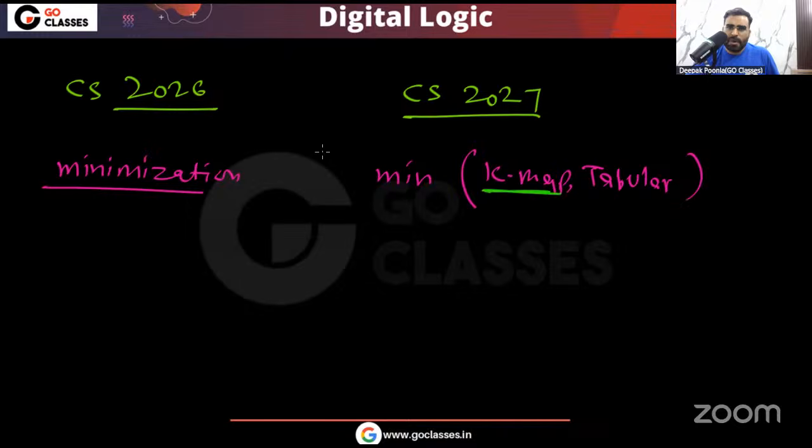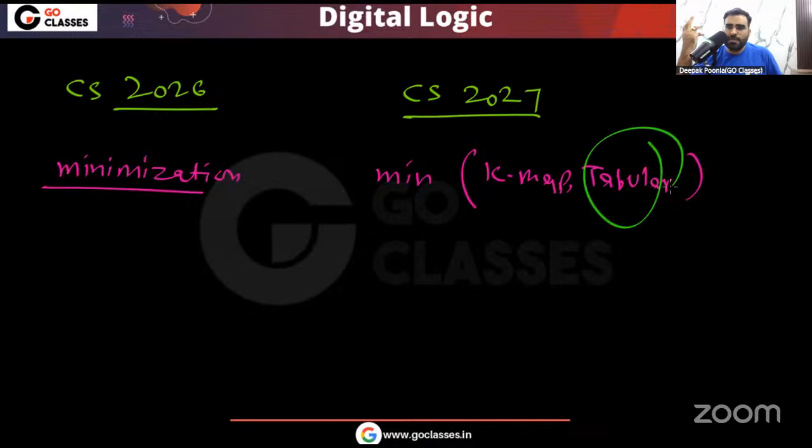Actually, this K-map we have already studied, and in the tabular method, we study prime implicant, essential prime implicant. These concepts are part of the tabular method. So you might be thinking you did not study the tabular method, but when you study it, you will see that you study implicant, prime implicant, essential prime implicant. So I am saying that the syllabus did not change for digital logic. They have just explicitly mentioned the topics.